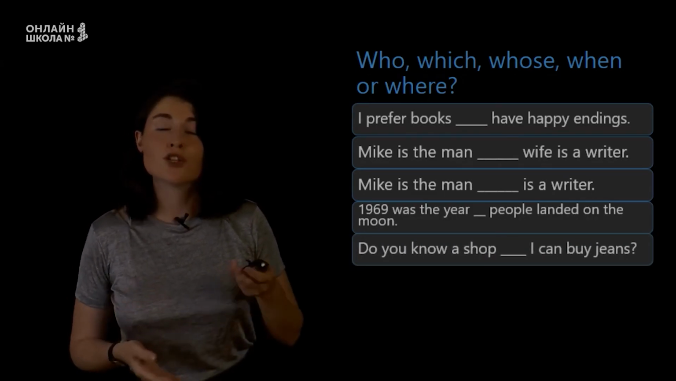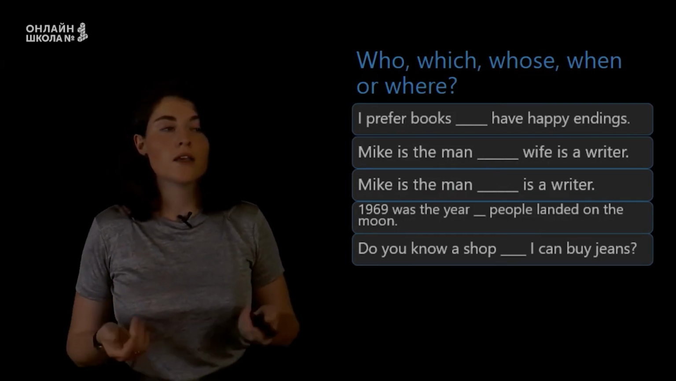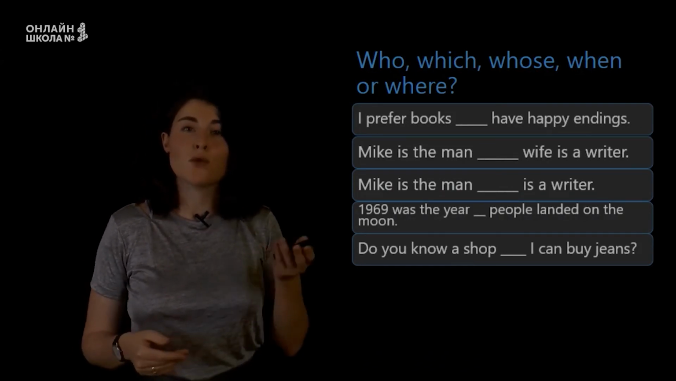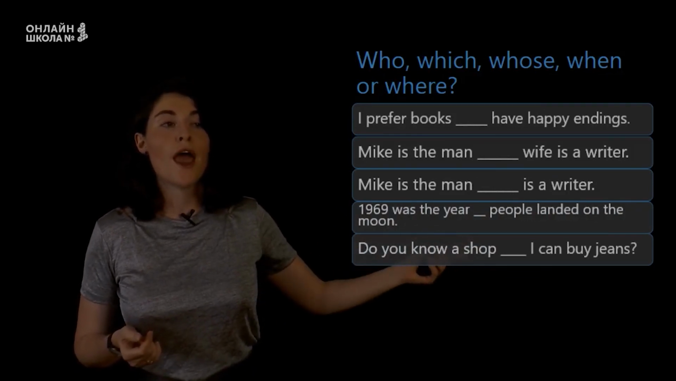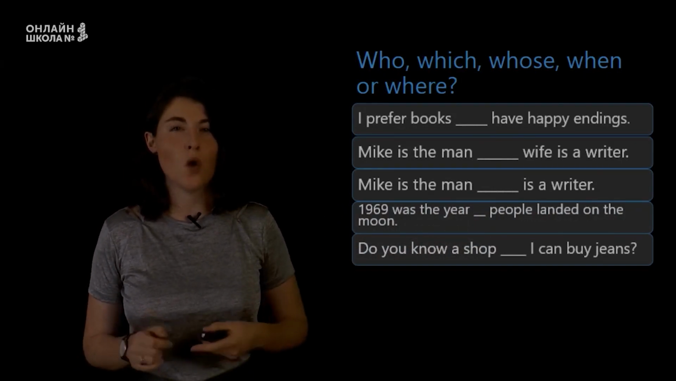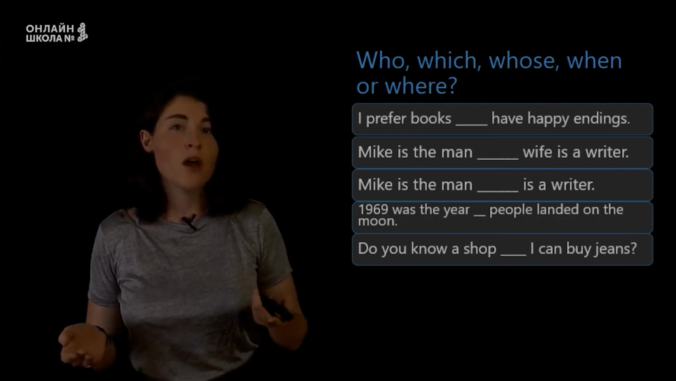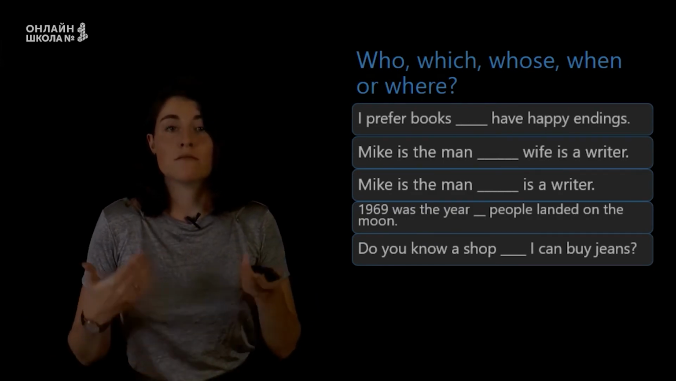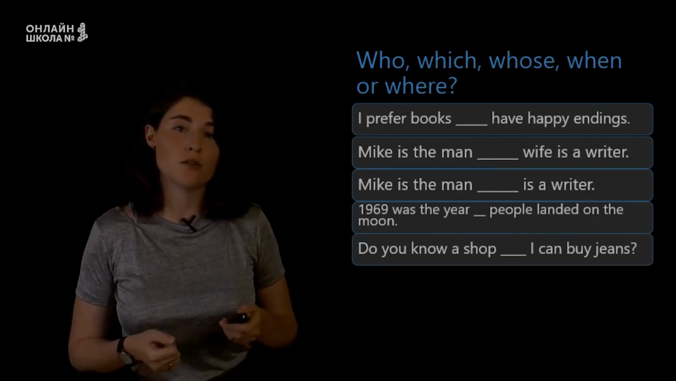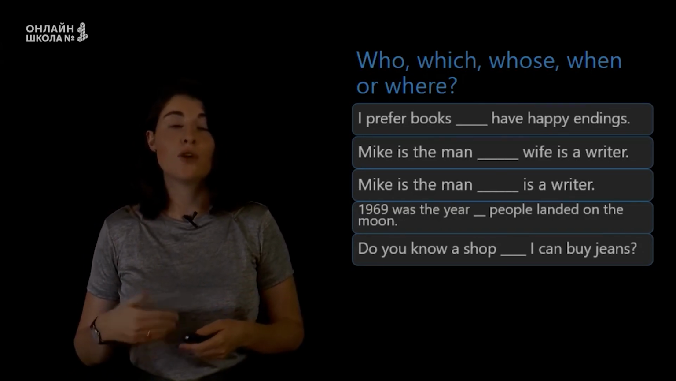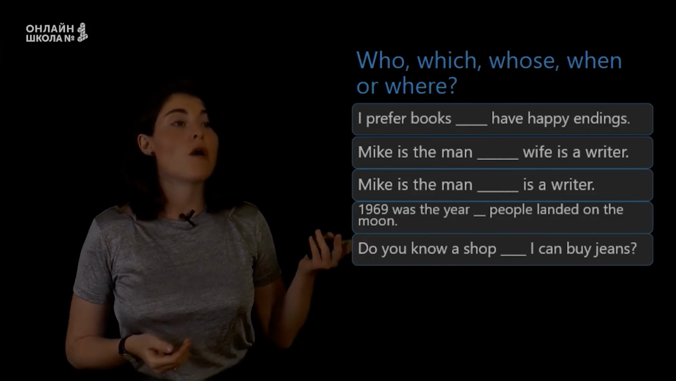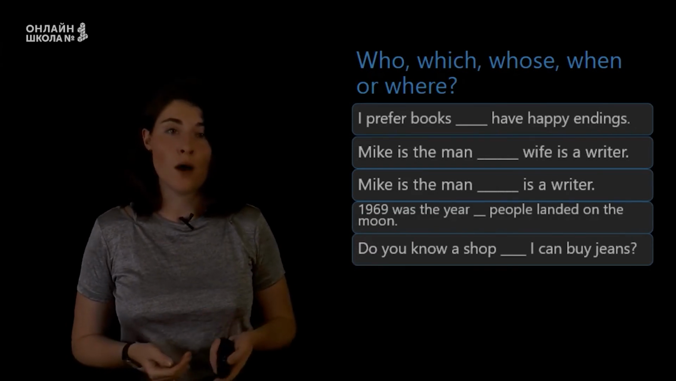Do you know a shop I can buy jeans? So, what are we speaking about here? Here, we are speaking about a shop. So, what is a shop? A shop is a place, and when we speak about a place, we are using a pronoun where. So, do you know a shop where I can buy jeans?